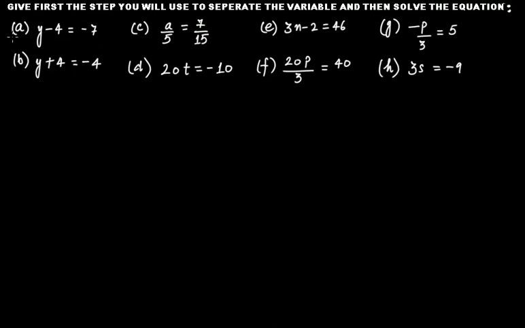Let's begin with A. So A is y minus 4 equals to minus 7. Now, the first step will be add 4 on both the sides.